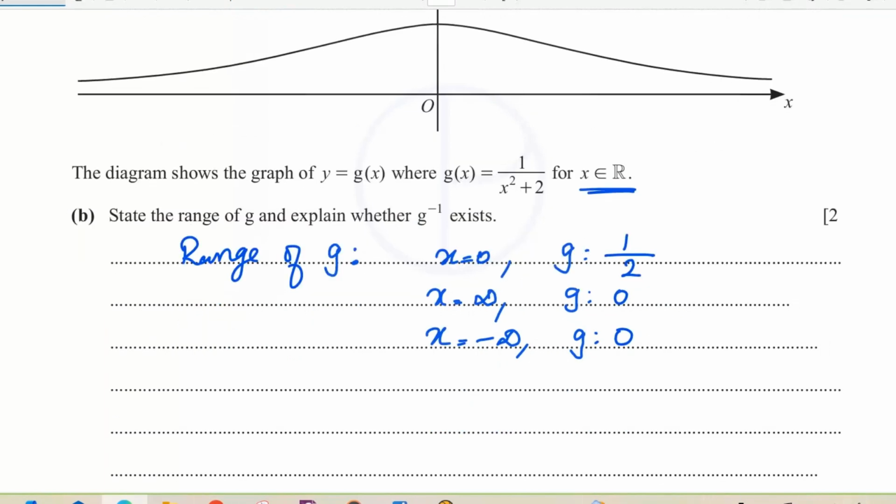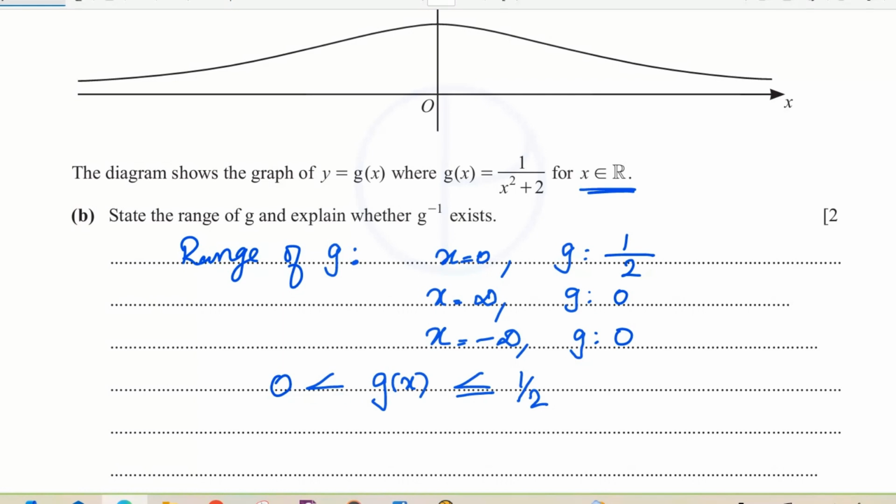So the range of g is 0 less than or equal to g of x, which is less than or equal to 1 over 2. So the range is between 0 to 1 over 2, but it is not actually touching, so we can take this as greater than 0.